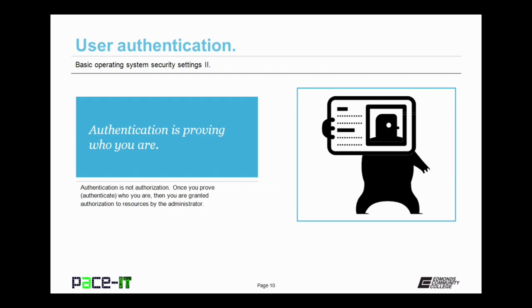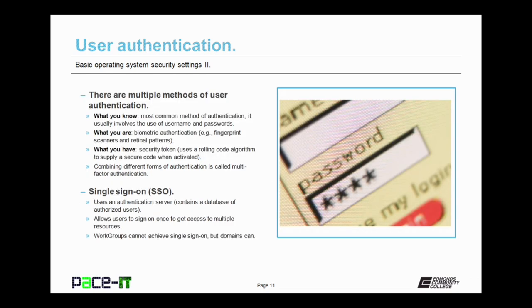Now we move on to user authentication. User authentication is proving who you are. Authentication is not authorization, by the way. Once you prove who you are, then you are authorized to perform actions, but you have to prove who you are first.